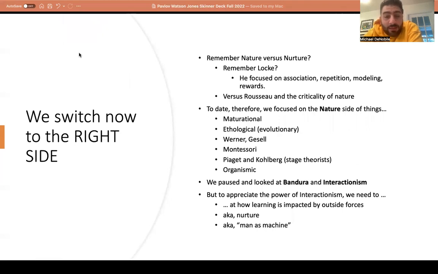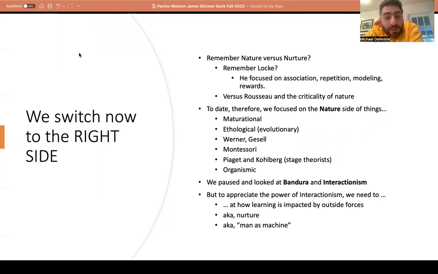If we remember Locke, he focused on association, repetition, modeling, and rewards. We've been looking at the nature side and Rousseau and the criticality of nature. So Locke was on the nurture side, on the right side, and Rousseau was on the left side, and they were our two extremes. To date, we focused on the nature side. We looked at maturational theory, ethological and evolutionary theory, Werner and Gesell, Montessori, Piaget, and Kohlberg, who were our stage theorists, and this all was part of the organismic model.